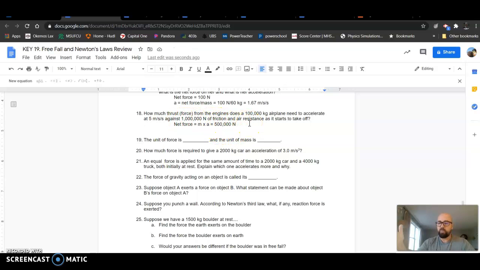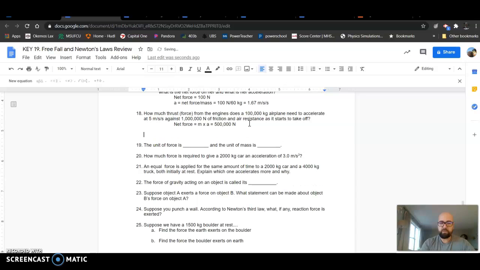So if the net force on her is 500,000, and friction and air resistance are 1 million opposing her motion, then that must mean that the engines exert a force of 1 million plus 500,000. I just added those together. That's like the elevator problem we had previously, because if the engines are exerting 1.5 million and there's 1 million opposing that, I'm going to have a net force of 500,000.